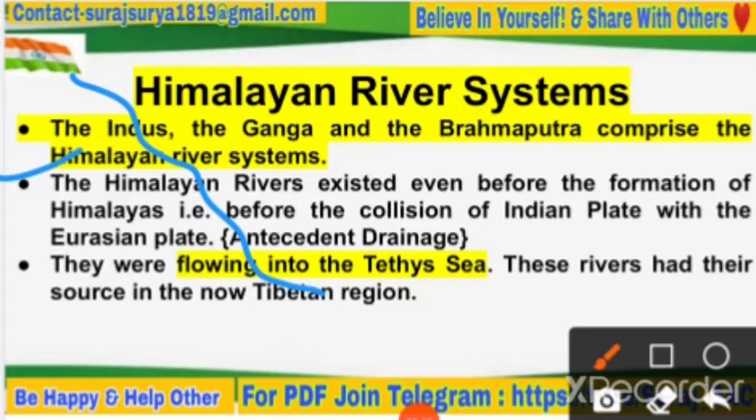So before that time, the river which had a different path or course, the same path remains till now. That is known as antecedent drainage, due to the hard strata, or it may be due to the hard terrain. So that is known as the antecedent drainage.